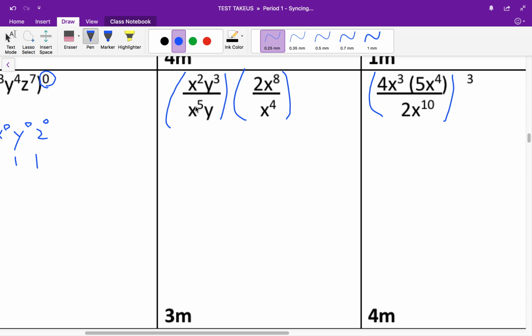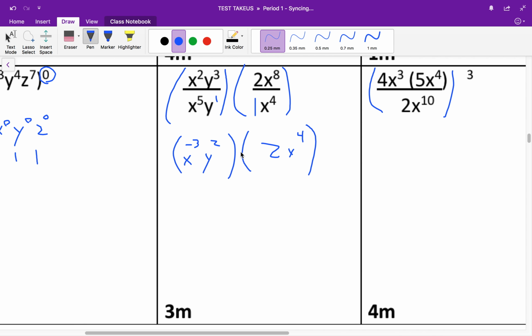So x to the 2, that's going to be 2 minus 5, which is going to be x to the negative 3. 3 minus 1 is going to be y squared. Still brackets around this. And this side we have 2 divided by 1, which is going to equal 2. We have 8 divided by 4 here, so it's going to be 8 minus 4, which is going to be 4.